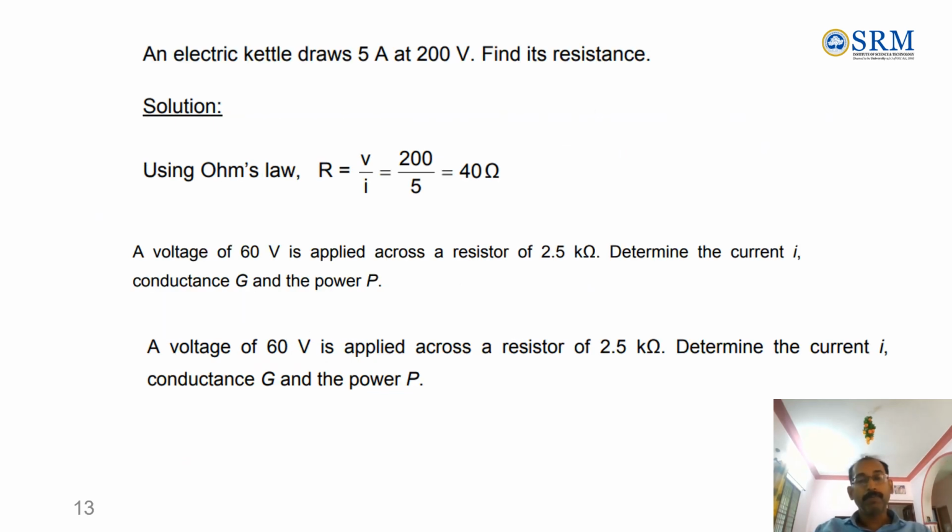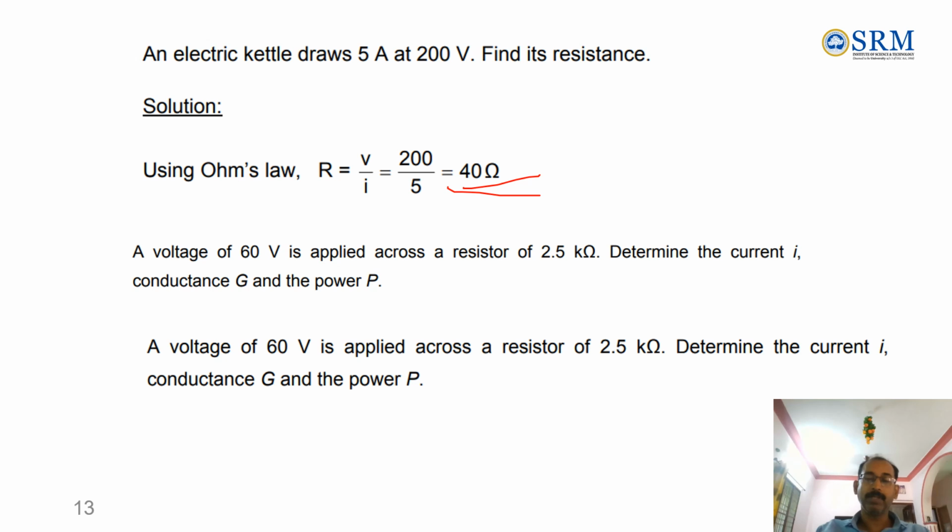So this is a simple numeric problem. An electric kettle draws 5 ampere at 200 volt. Find its resistance. Using Ohm's law, we know that V is equal to I into R, so R is equal to V by I. We know the value of voltage as well as current, so we can easily calculate the resistance. It is 40 ohm. In the same way, a voltage of 60 volt is applied across a resistor of 2.5 kilo ohm. Determine the current I, conductance G, and power P.